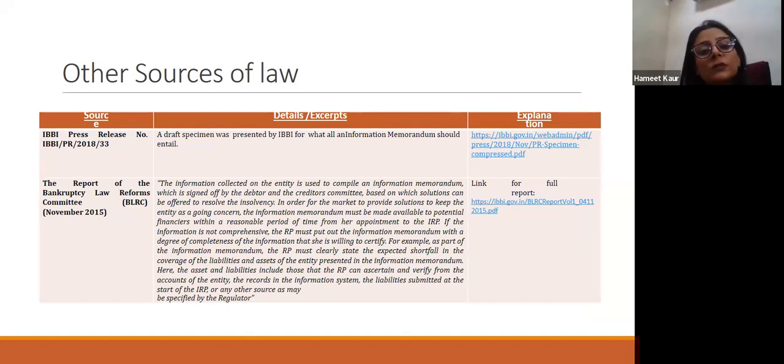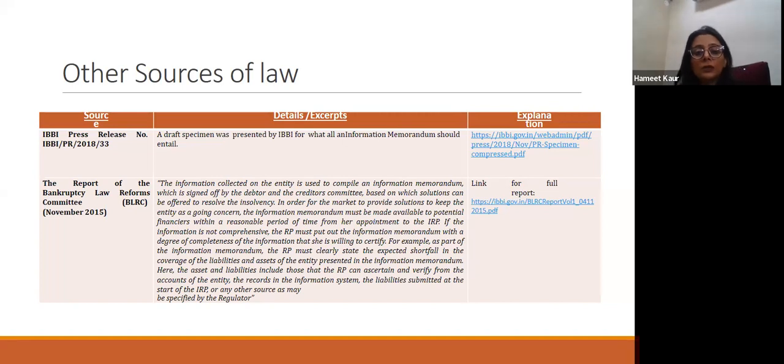A draft specimen was presented by IBBI for what all information an IM should entail. That was the very first time IBBI facilitated the RPs by giving a specimen of IM. One can find that on the IBBI website. The report of BLRC in November 2015 also talked about the information to be contained in the IM. It says the information collected on the entity is used to compile an information memorandum, which is signed off by the debtors and creditors committee, based on which solutions can be offered to resolve the insolvency.